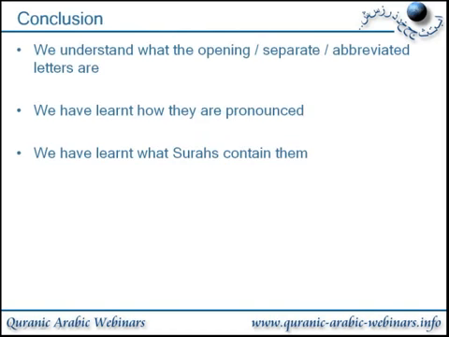Okay, so in conclusion then, we know what the opening letters are. They're also known as the separate letters or the abbreviated letters. We know how they're pronounced, so the letter Alif is just pronounced as Alif. We had a few letters which were always too long and pronounced as the names of the letters. Then we have the other group which are all pronounced 6 lengths long, which will have the Madda sign, and they're all pronounced as the name of the letters as well. And you've got a list of the surahs that contain them. So the best thing to do is to go through the list of the surahs, go to a website and listen to the actual recitation of those opening letters.